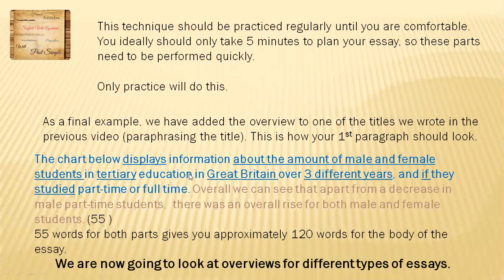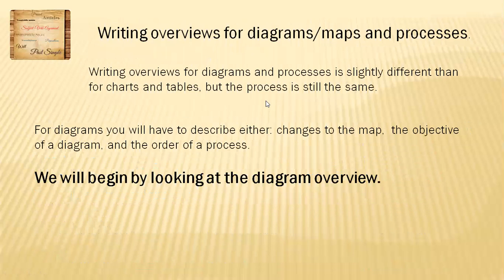So now we're going to look at some different types of overviews for different essays. Writing overviews for diagrams, maps, and processes. Here, the process is slightly different than for charts and tables, but the process is still the same. For diagrams, you will have to describe either changes to a map, the objective of a diagram, or the order of a process. So let's begin by looking at the diagram overview.